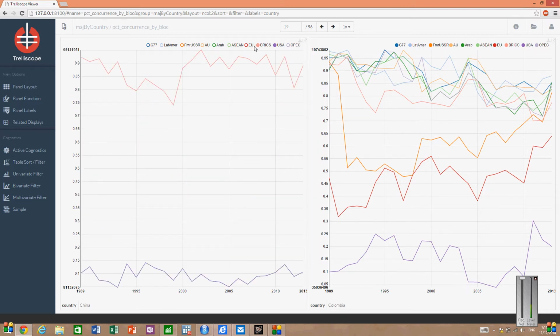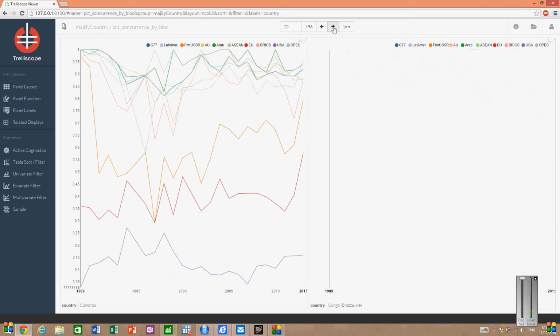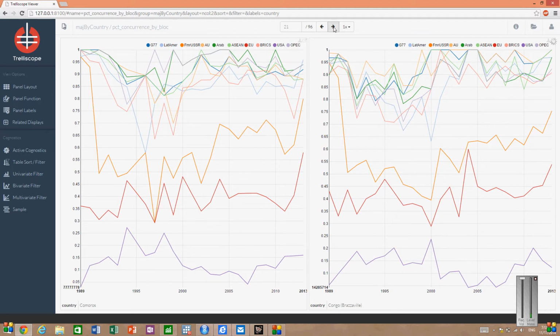We can also look at, for instance, how often China, a member of BRICS, has voted with BRICS. For instance, in 2004, when the term was more or less officially introduced, China voted 92% of the time in accordance with BRICS. You can also sift through these and look at a variety of different countries.